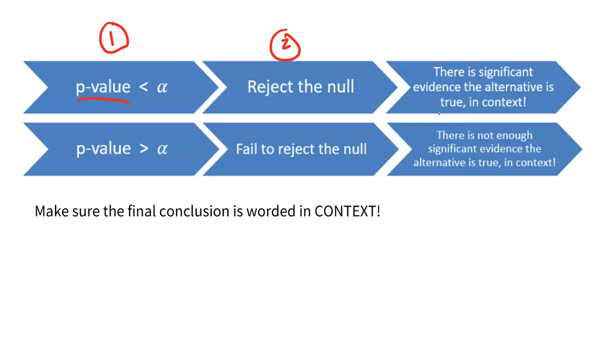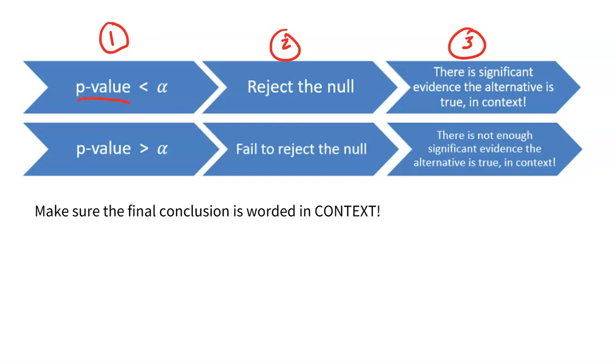And when you reject the null, what you need to say afterwards is there is significant evidence that the alternative is true. Just make sure you say that in context. So I do have significant evidence that the proportion of balloons that deflate sooner than they're expected is greater than 10%. Something along those lines.